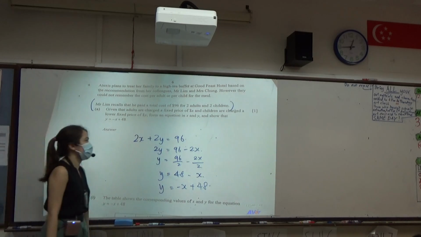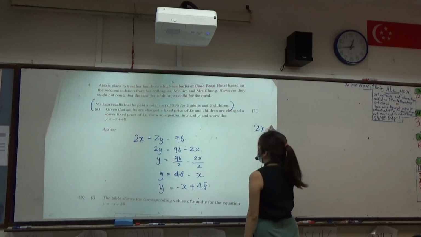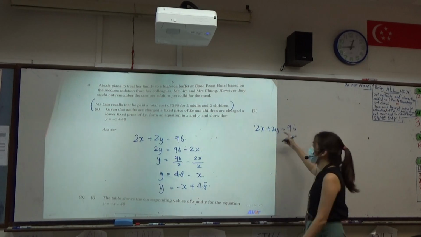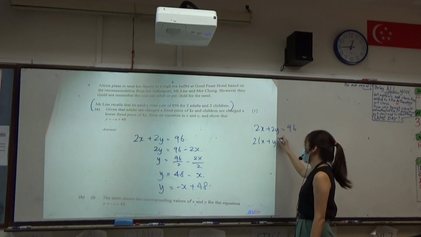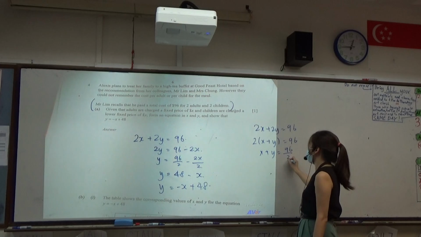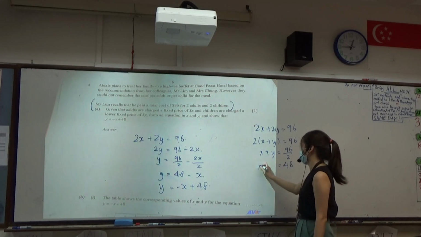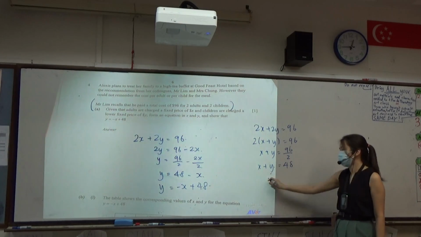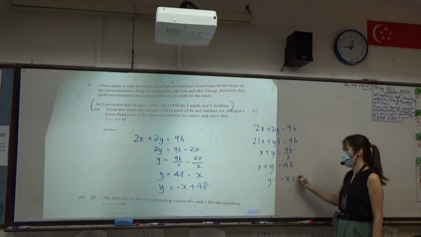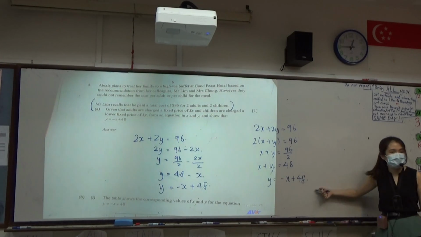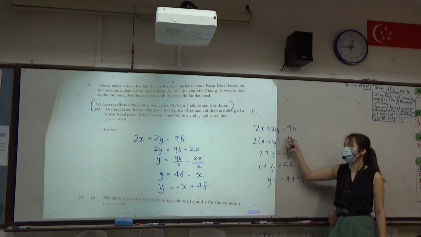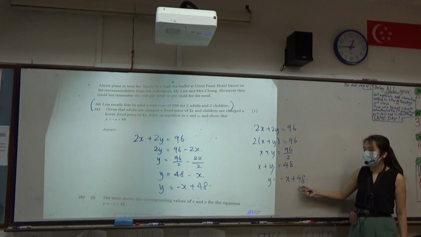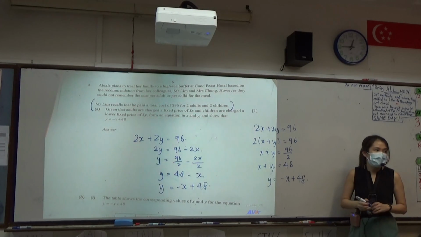Some of you, maybe, know that alternatively you can start with this. You see that both have 2, you factorize out the 2, and then you divide the 2 over, before you shift away the X. This is fine as well. It is just about the way that you change your 2X plus 2Y equals to 96 in order to achieve this answer.